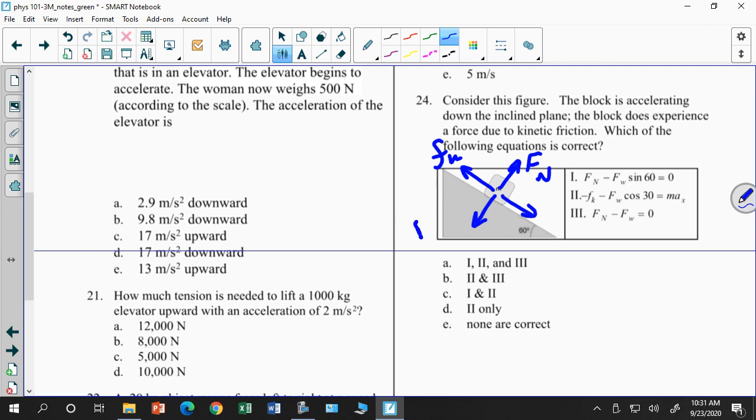This is Fw sine of 30. I take 90 minus 60. And this is Fw cosine of 30. And then I can look at these equations and see which one is correct or not.